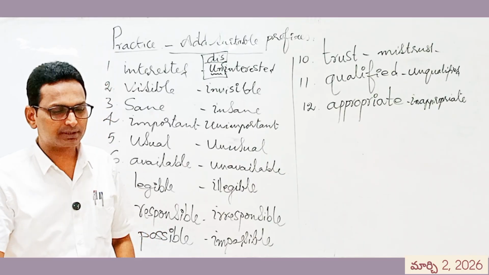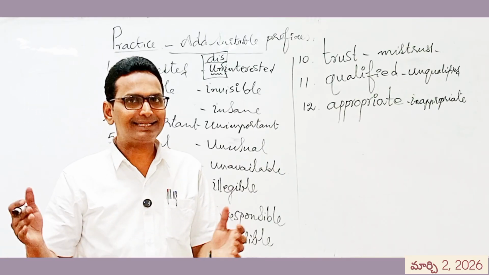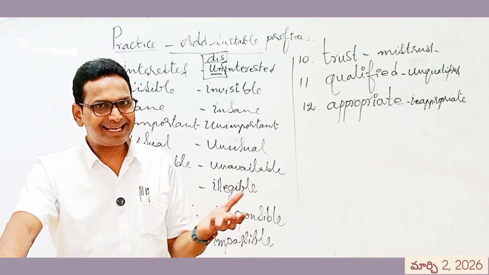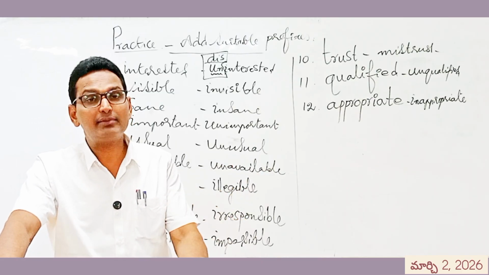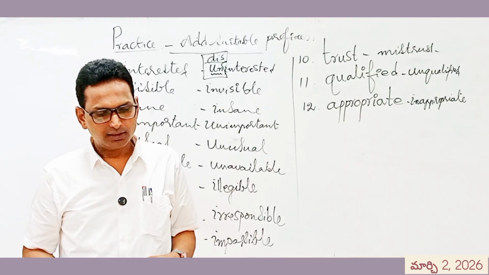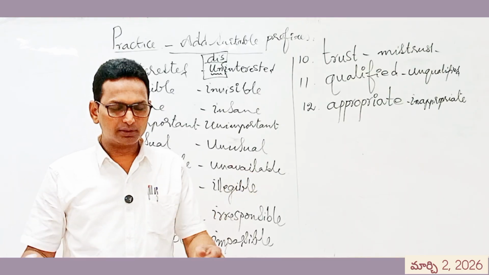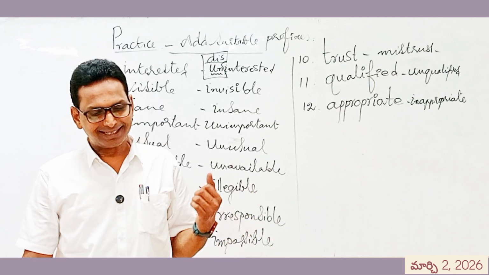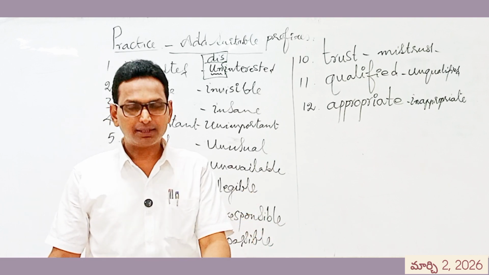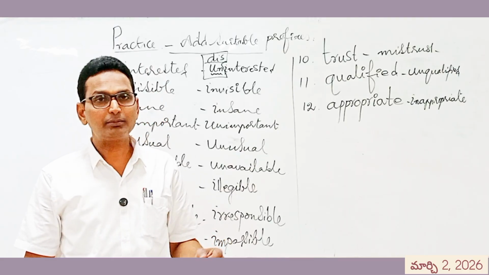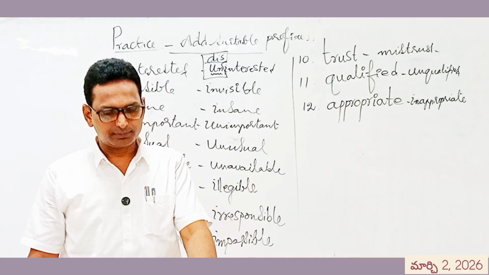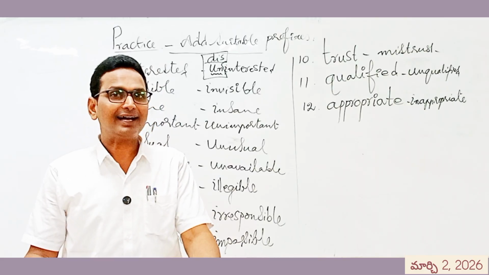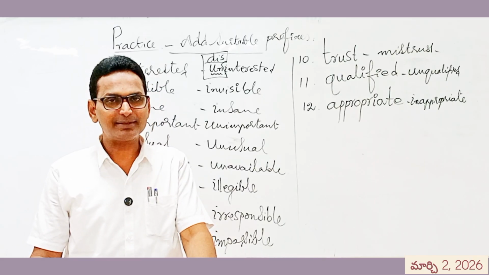It has two antonyms: uninterested, disinterested; visible, invisible; sane, insane; important, unimportant; usual, unusual; available, unavailable; legible, illegible; responsible, irresponsible; possible, impossible; trust, mistrust; qualified, unqualified; appropriate, inappropriate.